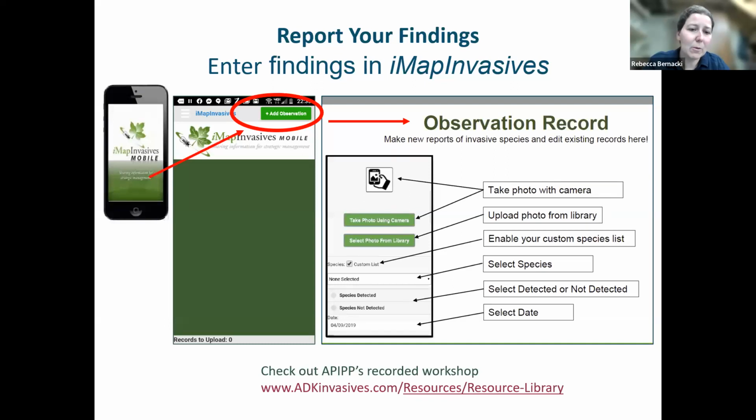It's going to ask you what species you found. And you can also log non-detections here. Non-detections are sometimes just as handy because then we know someone was there and that invasive species is not there. And then the date, and that's as simple as that. You can use the app without cell phone service, and then when you get home and you're on your Wi-Fi, you can just upload your observation. Again, for more information on that, please visit our website. There's a great recorded, I think, 1.5 or 2 hour webinar going into a lot of detail about iMap Invasives.